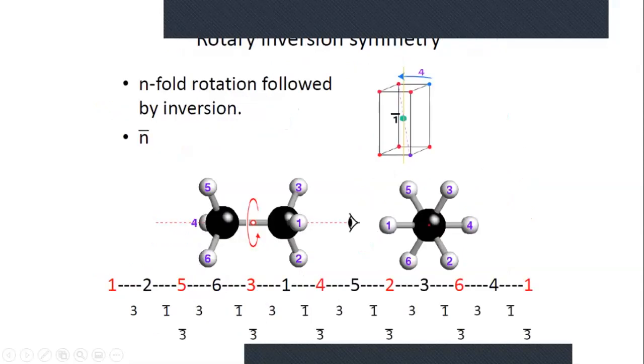So on that note, we'll stop here for today. And on Tuesday, tomorrow, we'll pick up with roto-inversion symmetry, and also screw axis symmetry and glide plane symmetry. And then we'll also touch on 3-fold and 6-fold rotations. So that's what we'll be picking up with tomorrow. So that's all I have for today.